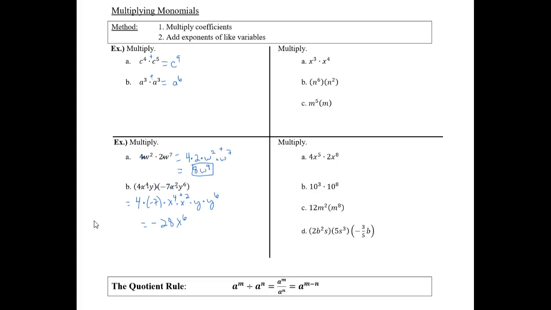Sometimes I get the answer y to the 6th, but I have 1y here and 6 next to it. So overall I have 7 y's, or y to the 7th. It's just when we have a single y, we don't write the 1 exponent. But y to the first power is the same thing as just y. So overall, I have negative 28x to the 6th, y to the 7th.